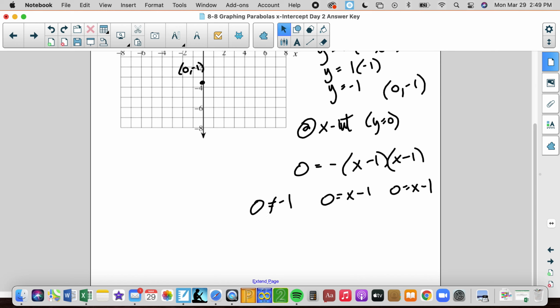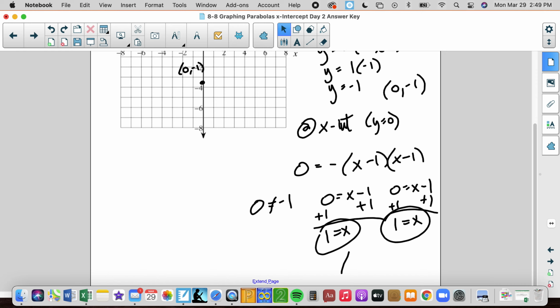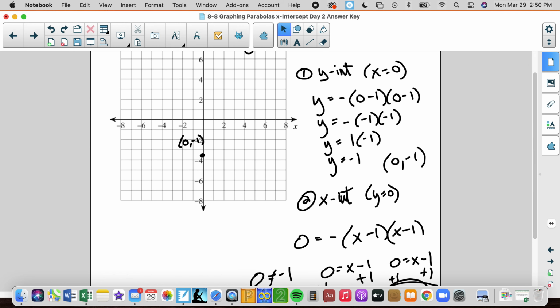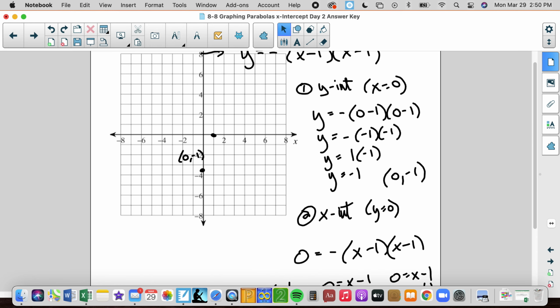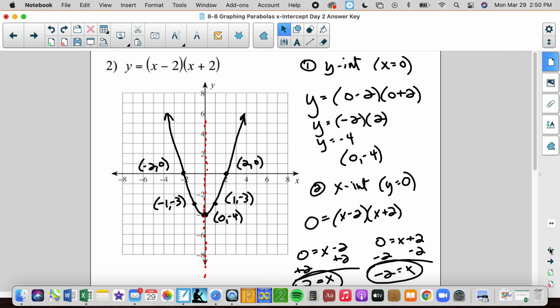So 0 cannot equal -1. 1 can equal 0, and 1 can equal 0. 1 can equal x, and 1 can equal x. So notice that we have only one x-intercept, and that was here. 1, 0 is my x-intercept.